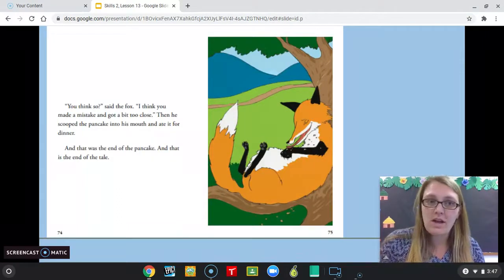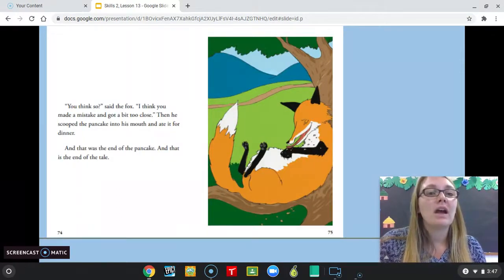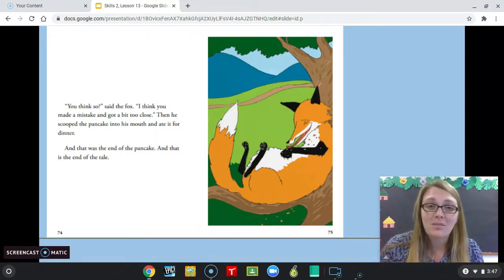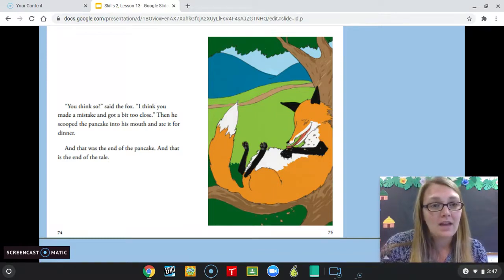"You think so?" said the fox. "I think you made a mistake and got a bit too close." Then he scooped the pancake into his mouth and ate it for dinner. And that was the end of the pancake. And the end of the tale.